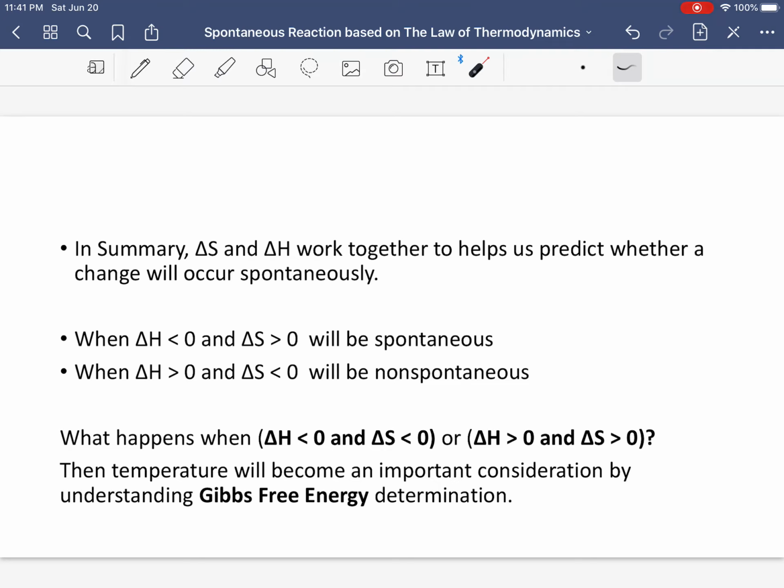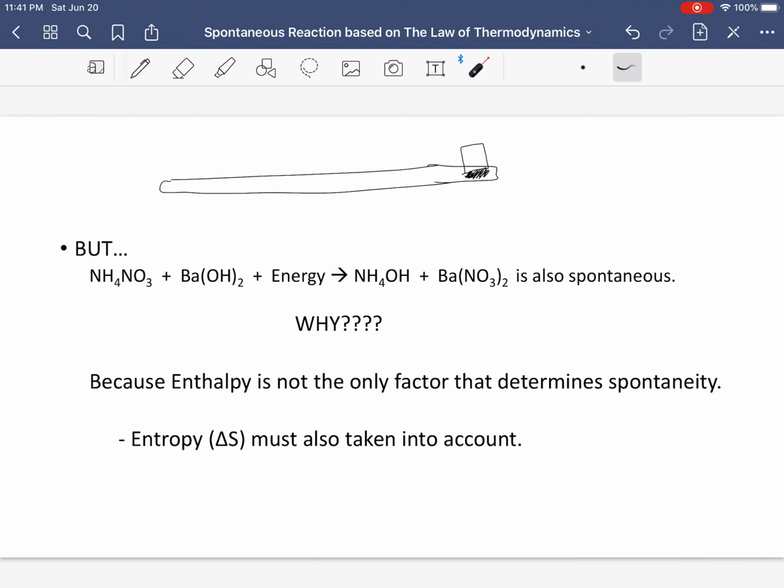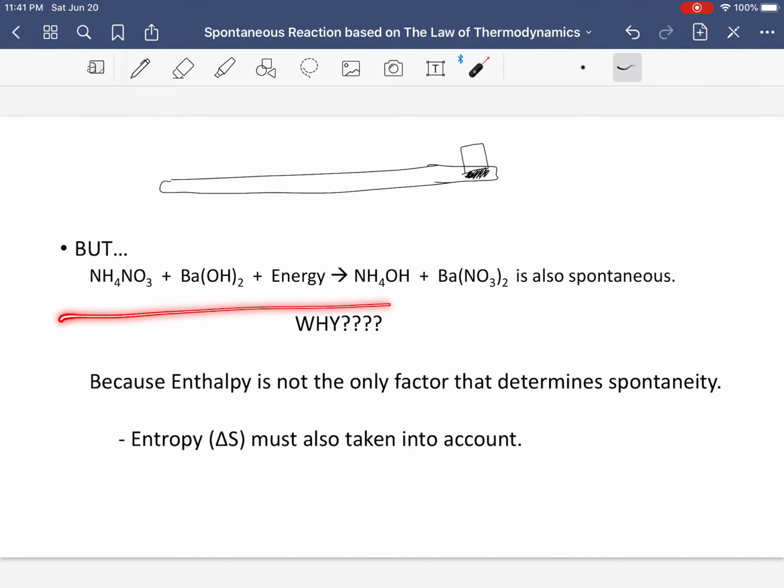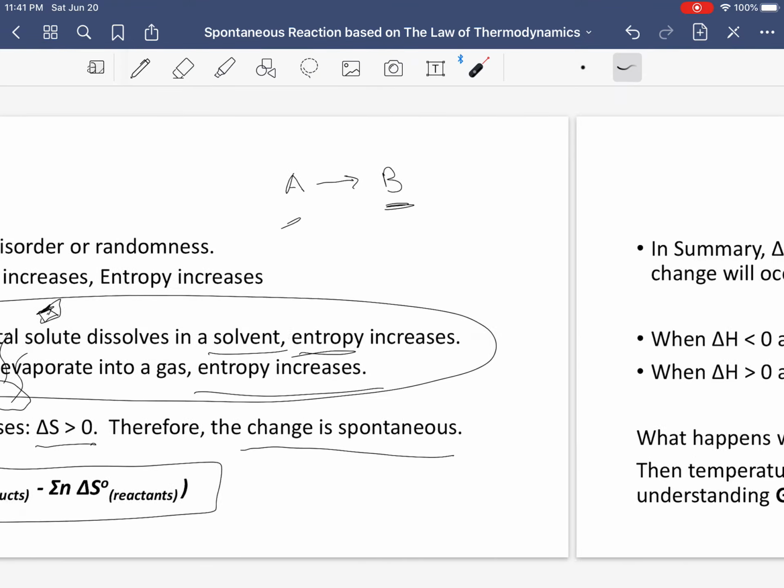Okay, because when delta H is exothermic and when delta S is pretty random, yeah, spontaneous. And the other way works too. If this was endothermic, but if delta S was not very random, then it's non-spontaneous. So when we go back to this reaction right here, yes, delta H was greater than 0, but delta S was also greater than 0. That's why this reaction can be spontaneous.